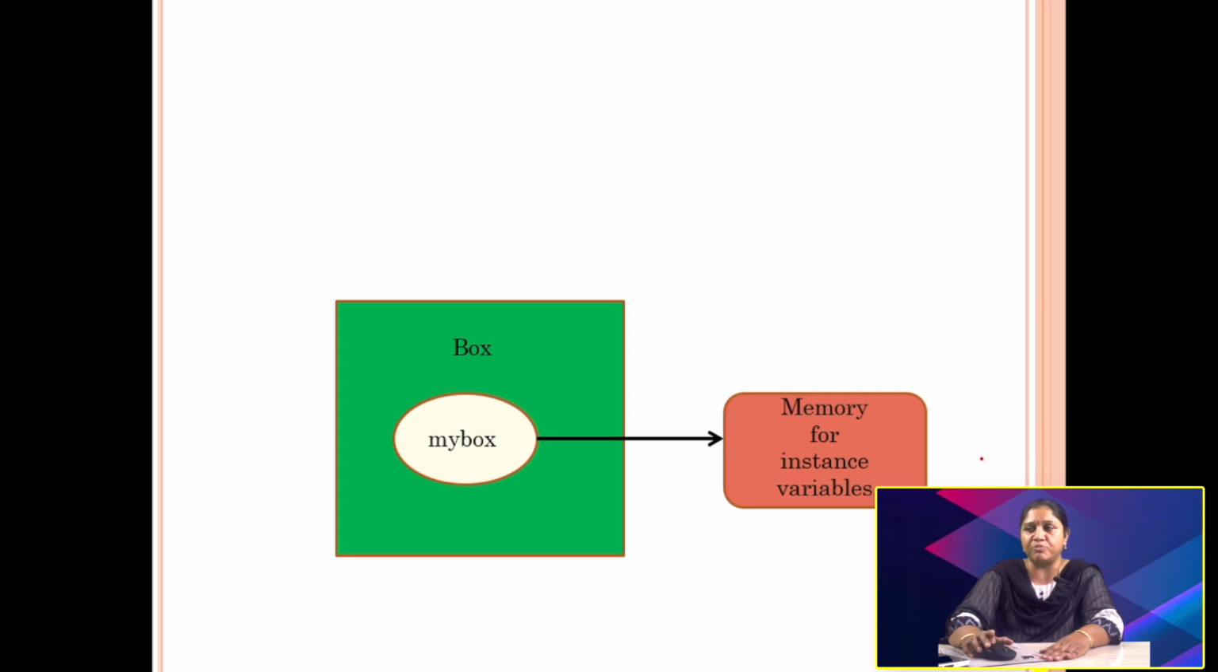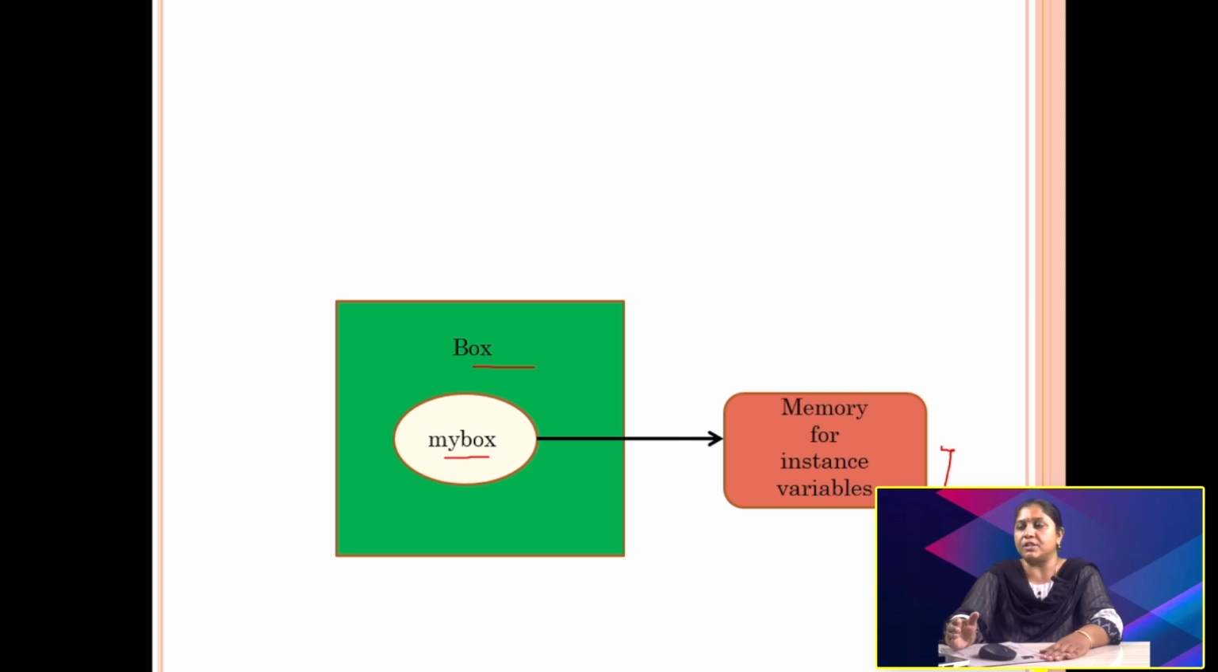Whenever you create an object, only then will memory be allotted for those variables, and those variables will be referenced with the help of the object. So here Box is a template, or a new data type. My box is an object. When my box object is successfully created, the memory will be created and linked with the my box object.